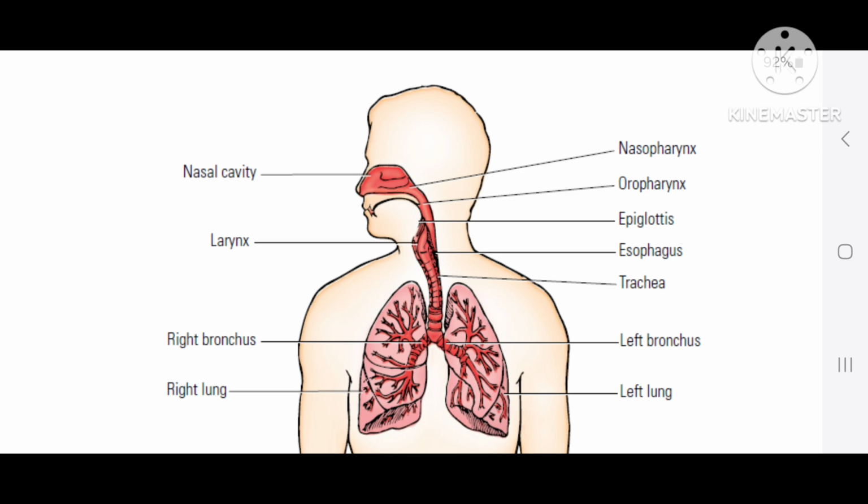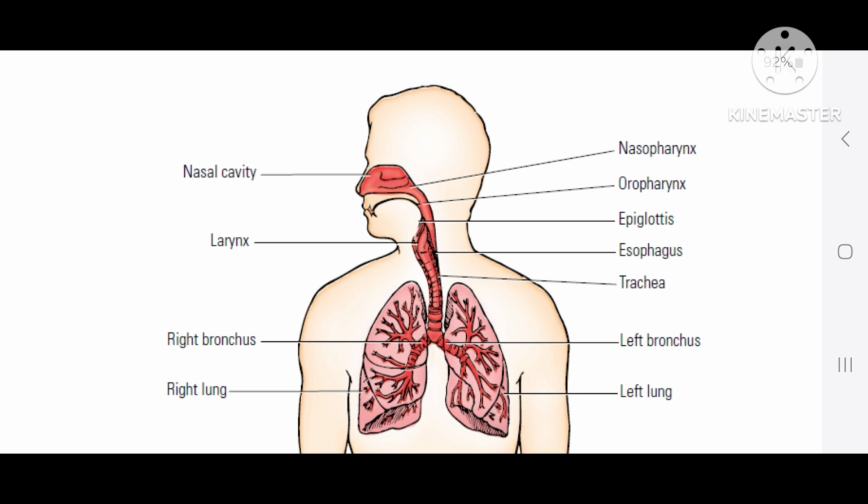So now we'll move to the next structure, that is the larynx. Larynx is also called the voice box because that is the organ which produces voice in us, because it has got some structures which produce the voice. So that is called the voice box. So now we will move further down.